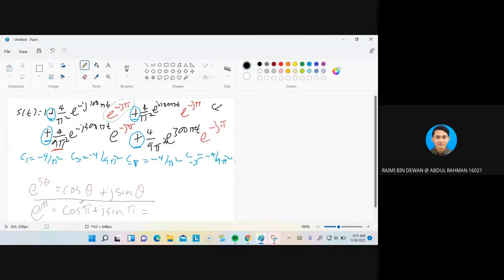Is it 1? It's not 1. It's -1, Doctor. Okay, this is -1. How about j sin theta? Okay, it's 0. So you can see this one is equal to -1. That's why all the -1 here, which earlier is -4 over pi, right? So -1, you can replace with this guy, e^(j pi).